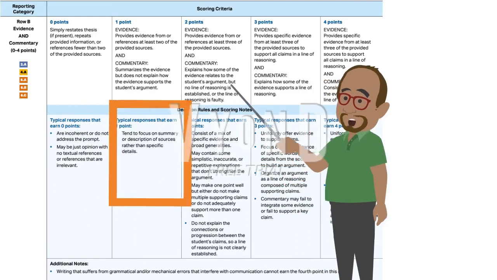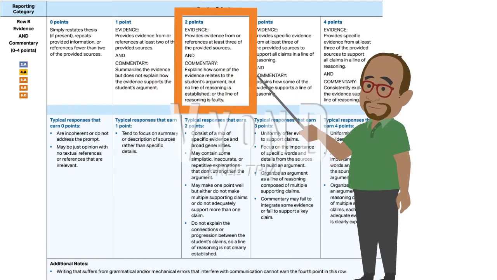The 2 and 3 point categories are common landing zones for most students. To earn 2 points, students have provided evidence from or referenced at least 3 sources. They have also explained how some of the evidence supports their thesis. However, they do not build on their argument or establish a line of reasoning. Or if they do, it may not make logical sense.